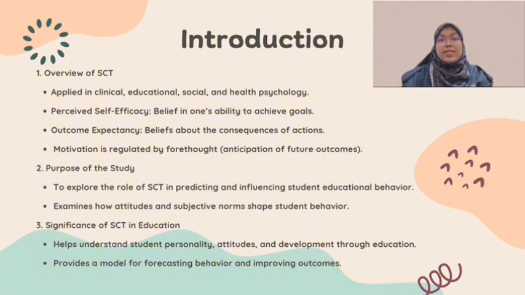Today I will introduce the social cognitive theory, SCT, a widely applied framework in psychology emphasizing self-efficacy, the belief in one's ability to achieve goals, and outcome expectancy, which focuses on the anticipated consequences of action. SCT highlights how motivation is driven by forethought, such as planning for future outcomes.